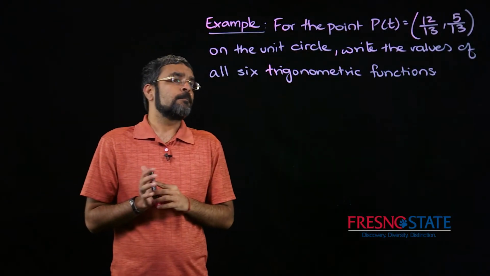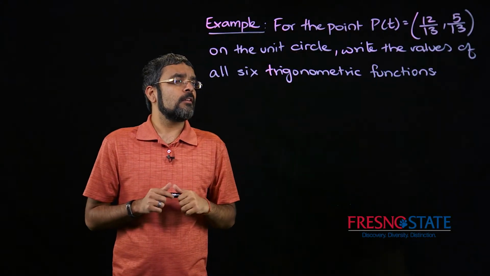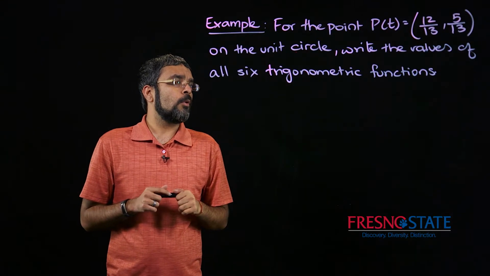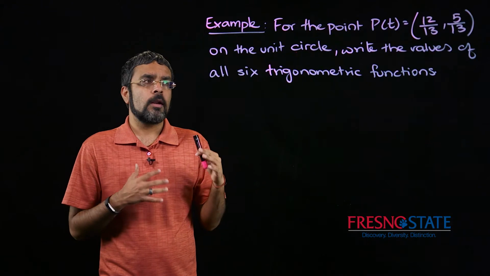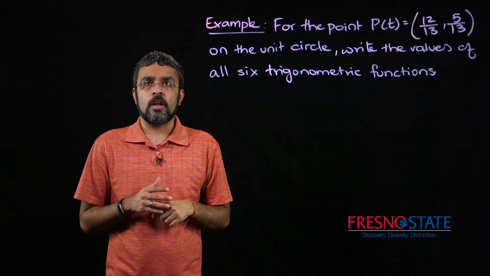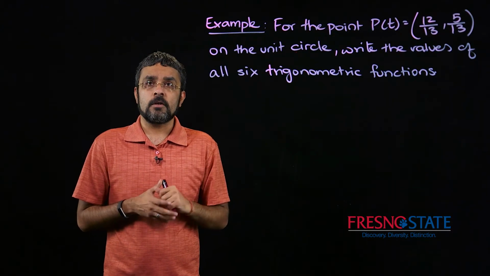So let's take an example. We have a point on the unit circle, and the coordinates of that point are 12 over 13 and 5 over 13. What we want to do is find the values of all 6 trigonometric functions for this particular terminal point.